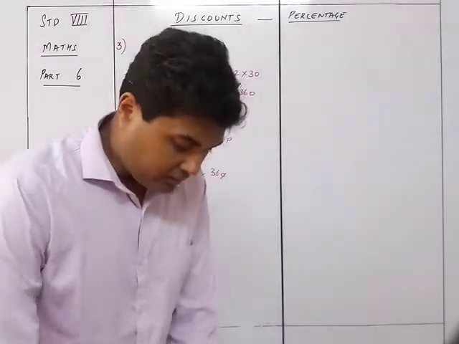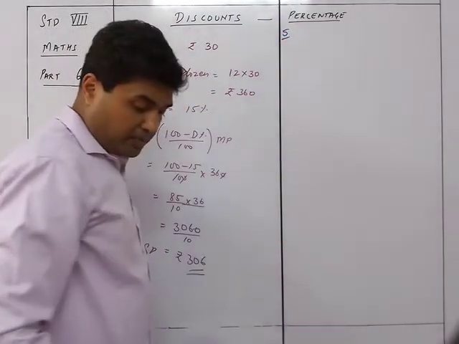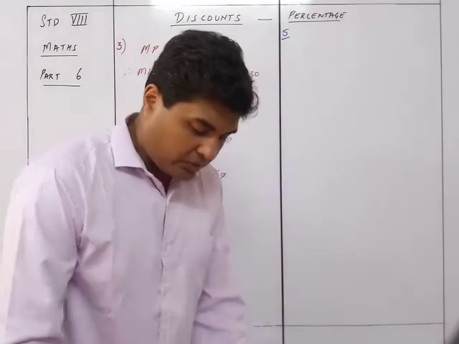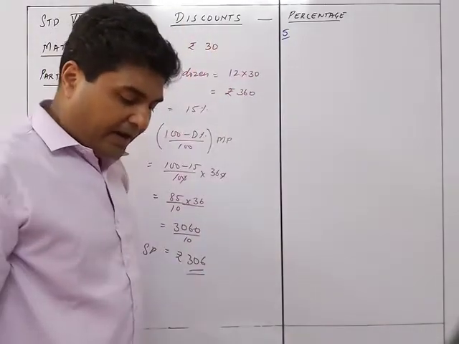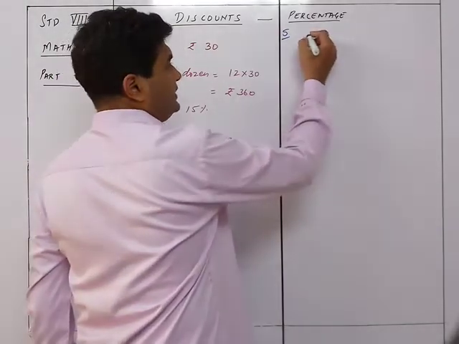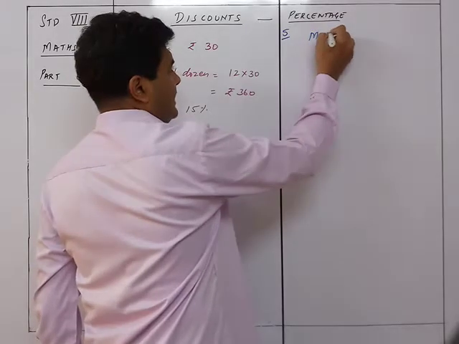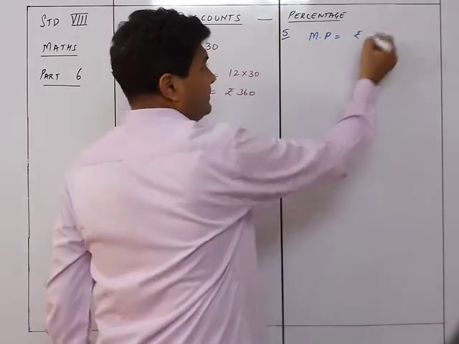Okay. We move on to sum number 5. Sum number 5 has got 2 parts. You will find both of them. The list price of an article is rupees 800 and a dealer is selling it at a discount of 20%. So we are given over here the list price. What is the list price? Mark price, MP. MP is rupees, how much? 800.